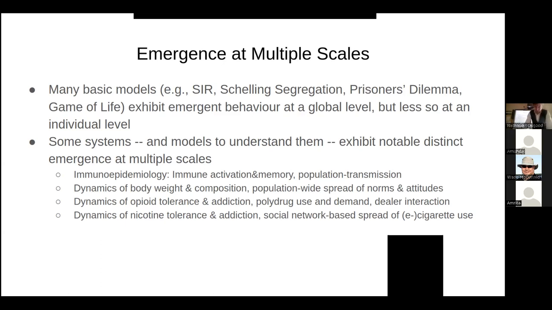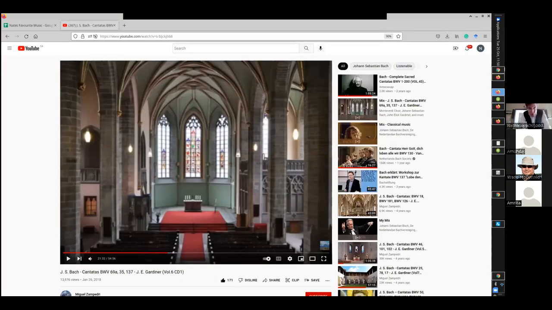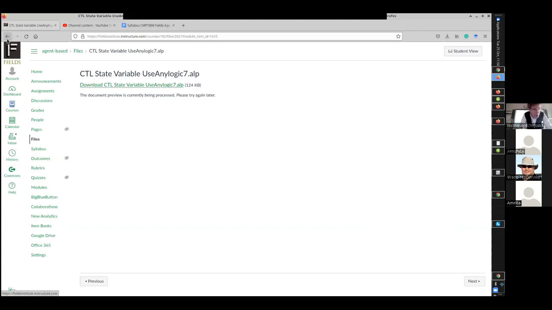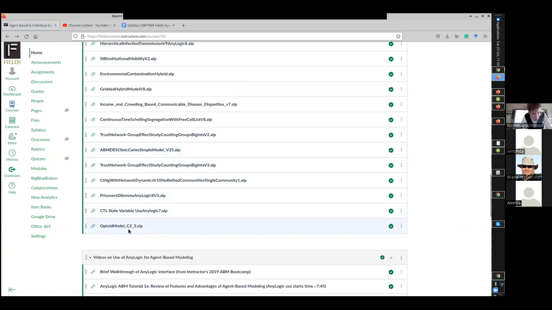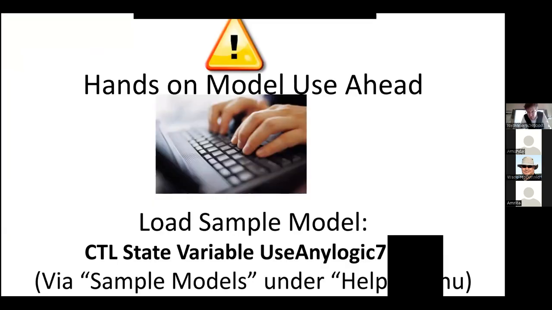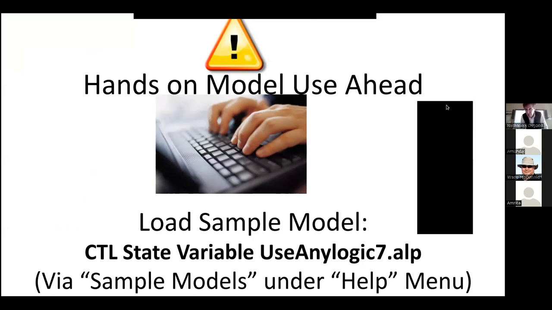It is in Canvas, it should be, unless I posted it in the wrong place. So I'll point it out here. It's the opioid model C2 under bar 3. And I posted it as a zip because it includes a database component that records their uses of opioids and maybe their purchasing transactions from dealers, et cetera.